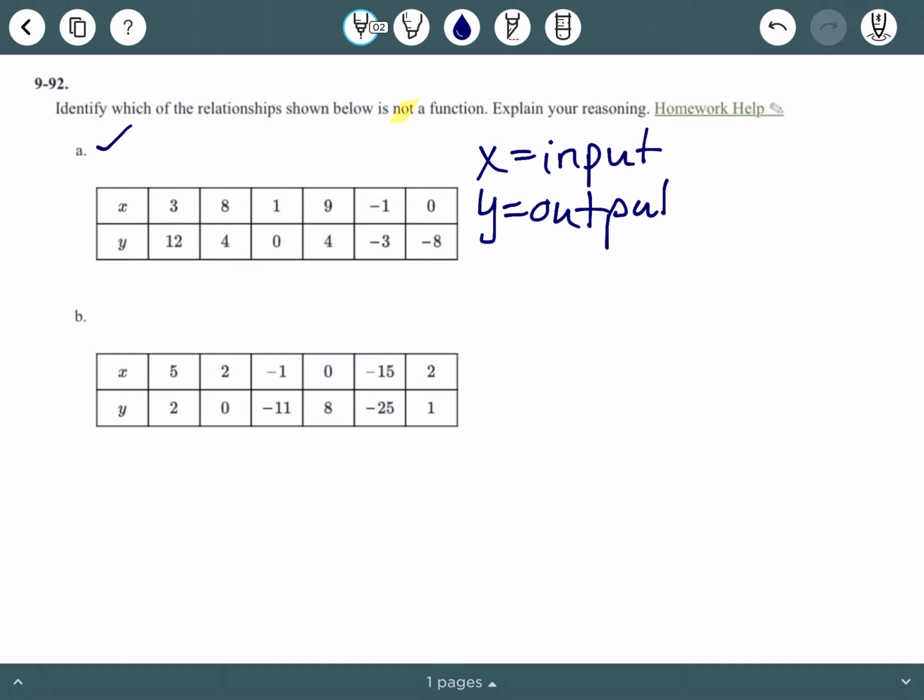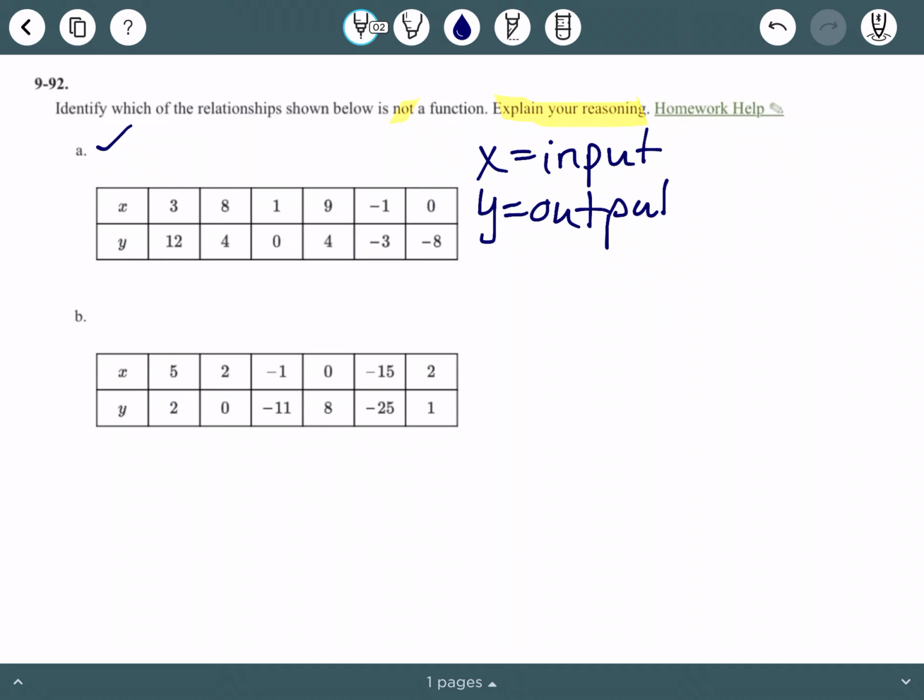So that means that B must not be a function. But let's have a look, rather than just skipping ahead and saying, oh, B is not a function and leaving it at that. Remember, we are being asked to explain our reasoning. So we really need to take a good look at part B here and figure out, well, what is it that makes this not a function?